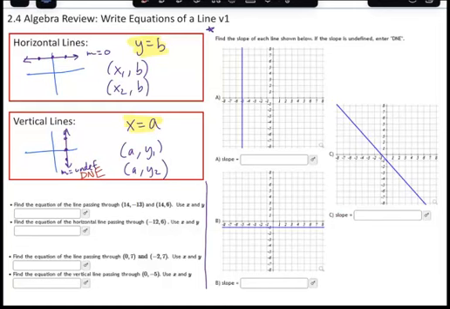Okay, so what's the slope of this first problem here? This vertical line has a slope of undefined, so DNE. Part B, this horizontal line has a slope of 0, as is the case for a horizontal line.